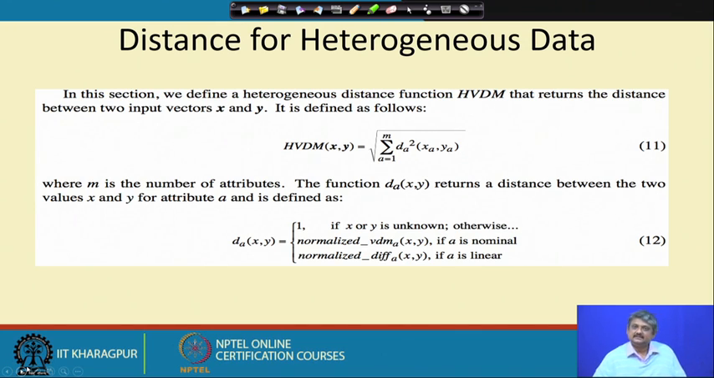With this I stop this lecture, I complete my discussion of the distance function. We will go into other considerations of nearest neighbor which are important in the next lecture. So, thank you.